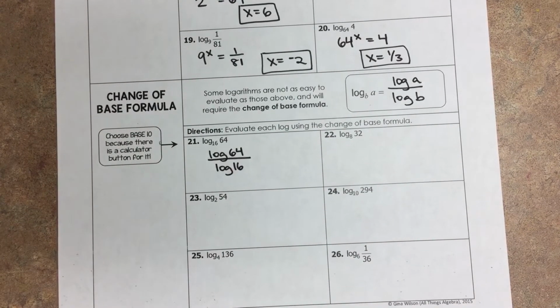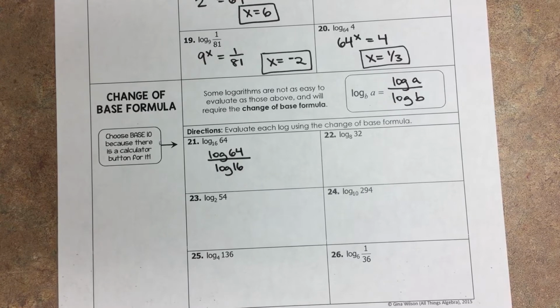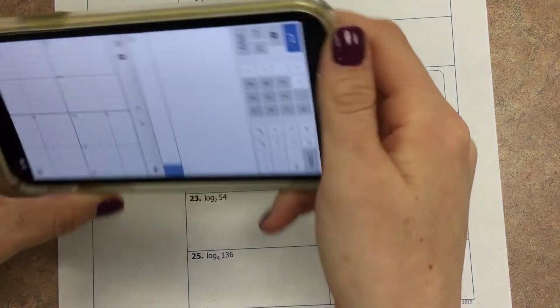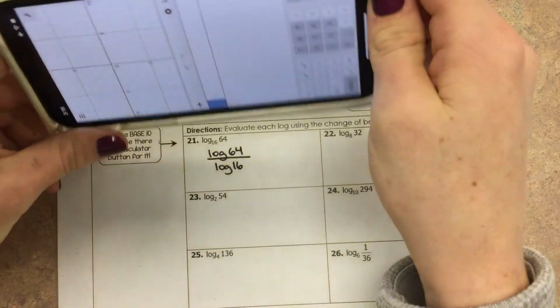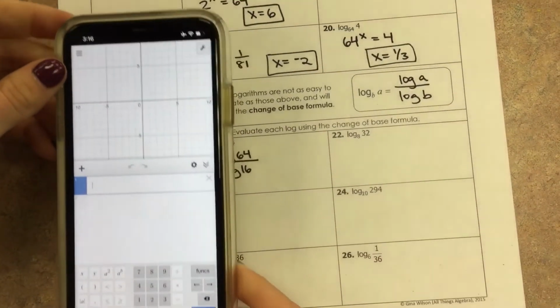Now you can do this in Desmos. You can do this on just your phone calculator, whatever calculator you're using, any sort of scientific calculator. So I'm just gonna pull up Desmos on my phone so I don't have to try to make my iPad turn. It doesn't want to turn. All right, let's just do it this way then.